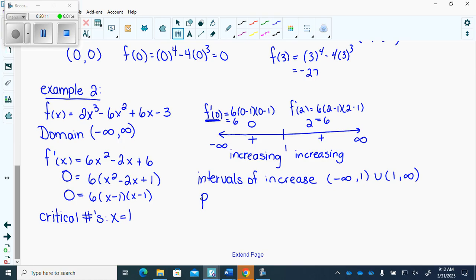And then the point of inflection, how do I find it? Plug it into the original, so f of 1. So I get 2 times 1 cubed minus 6 times 1 squared plus 6 times 1 plus 3. Is that 5? The 6s cancel, and then 2 plus 3 is 5.